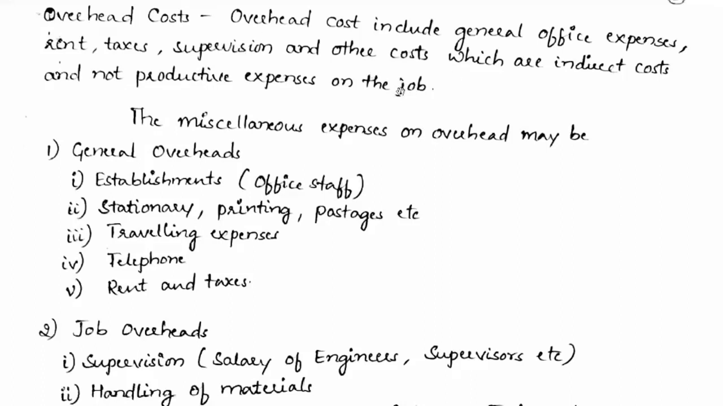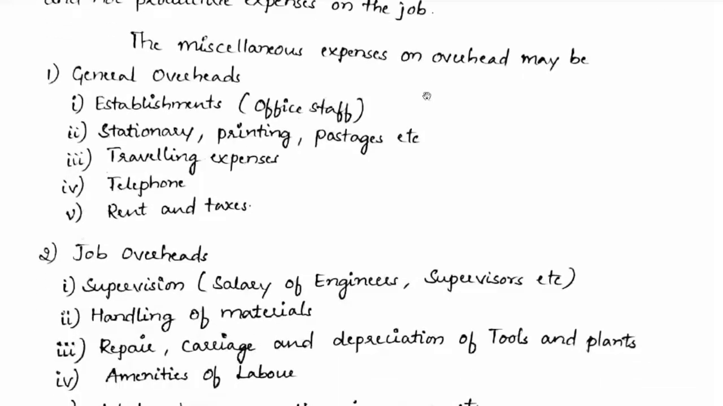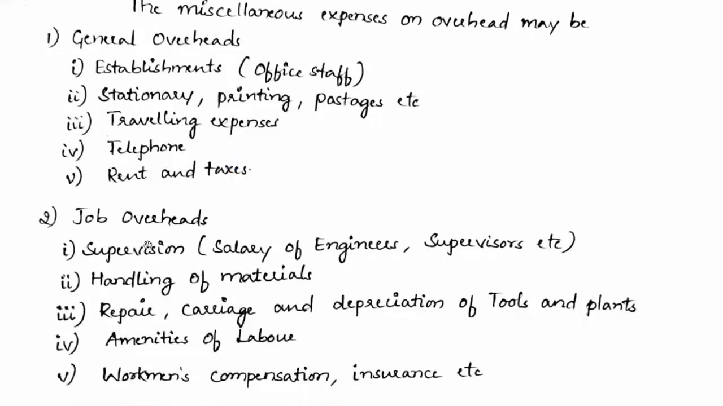Previously I said material and labor. Material and labor are directly related to that item of work. But these things are not directly related, they are indirectly related, and are non-productive expenses on the job. So we call it overhead cost. Again, these miscellaneous expenses on overhead may be classified into general overheads and job overheads.